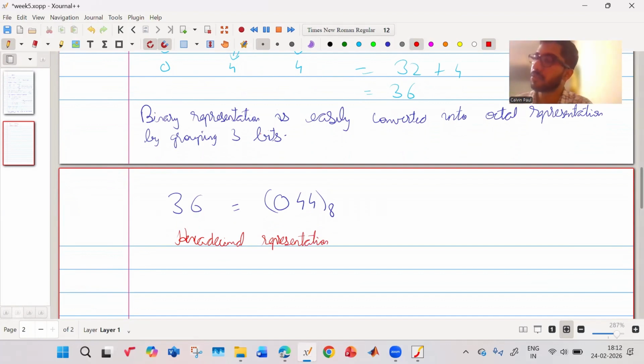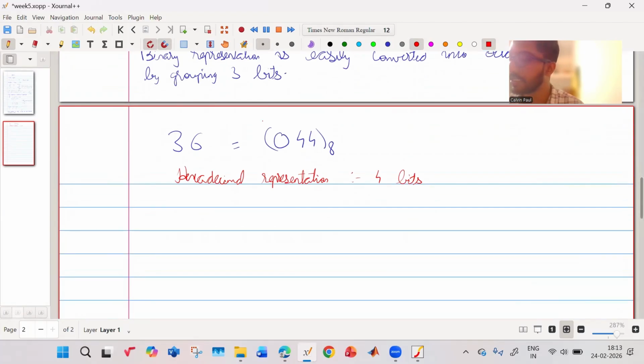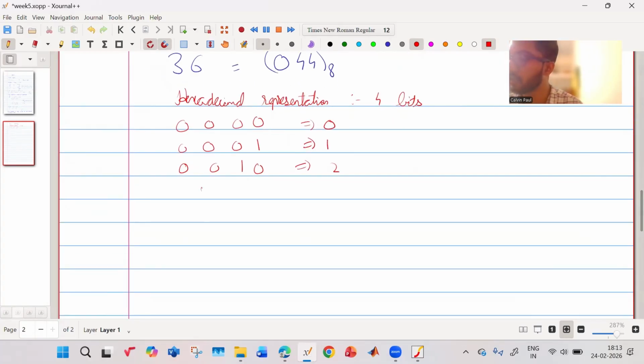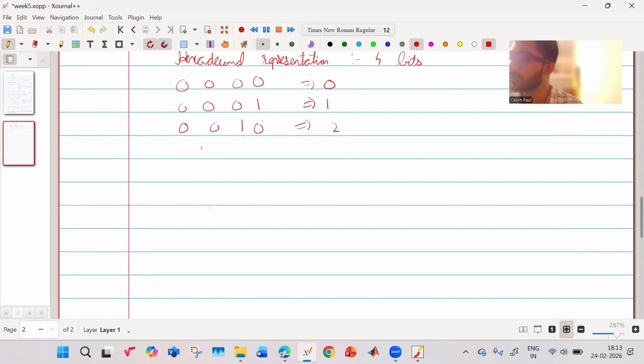What does hexadecimal representation deal with? It considers 4 bits. So what it does is: 0000, this again is 0. 0001, this is 1. 0010, this is 2. It goes on like that. Then you come to 1001, this is 9. Till here it is very simple. It is as we know it.